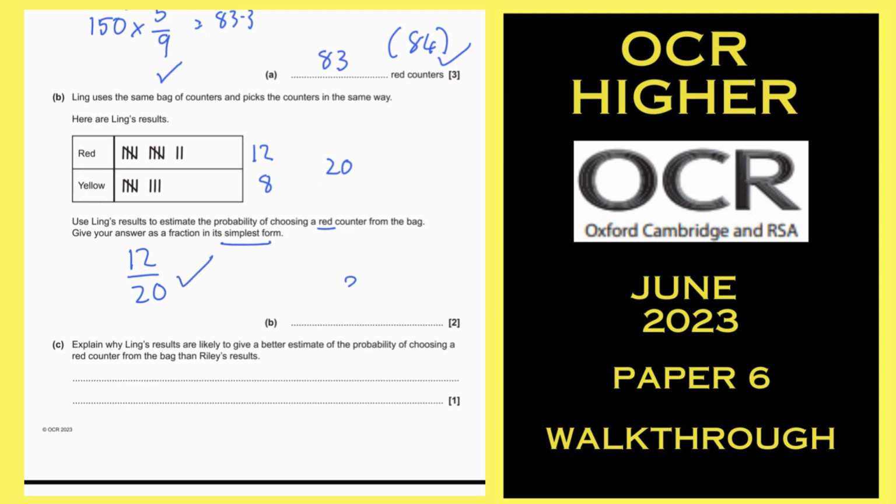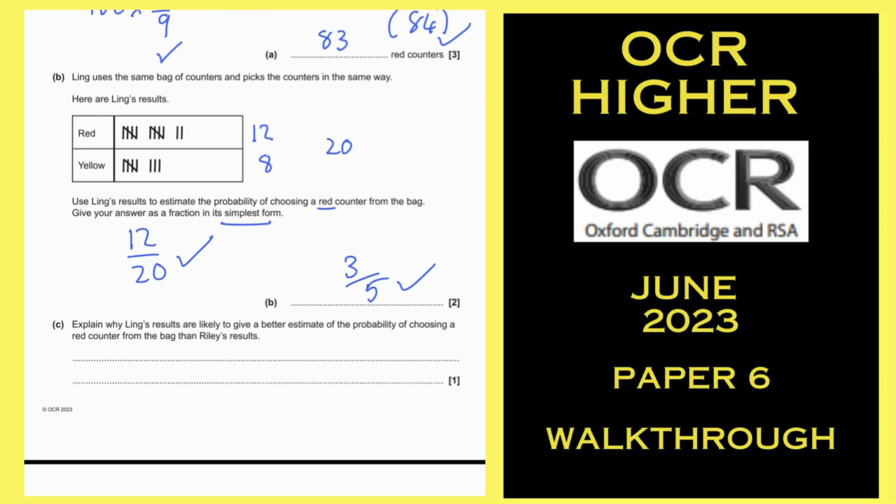Simplest form, cancel it down, divide everything by 4. We get 3/5 for your 2 marks. Part C, very standard, comes up all the time. Explain why Ling's results are better than Riley's results. And again, just like question 1, keep it simple.